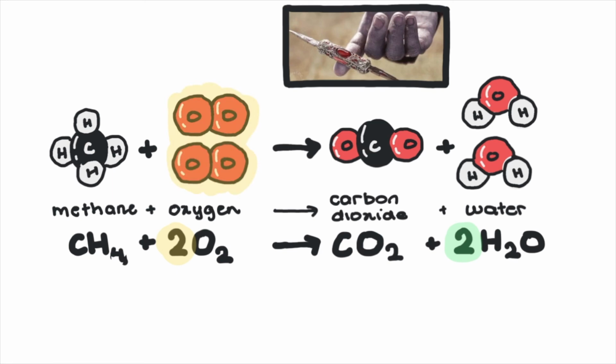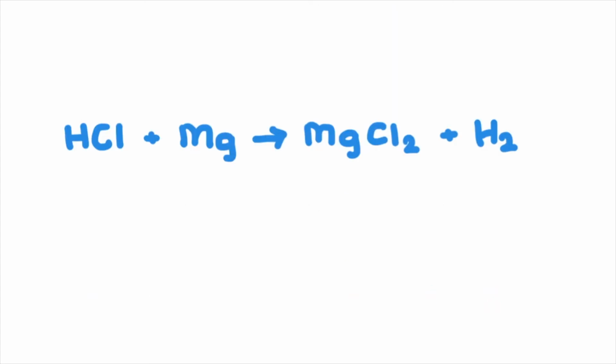So overall, in order to combust methane gas with oxygen gas, you need 1 part methane gas to 2 parts oxygen gas, which will produce 1 part carbon dioxide and 2 parts water. Try balancing this one. Too slow.